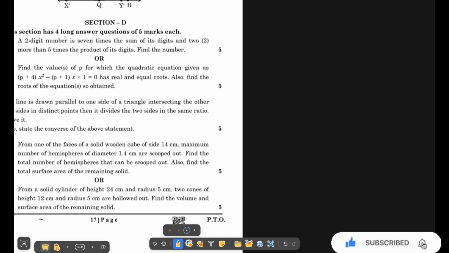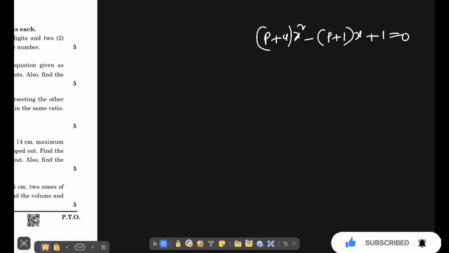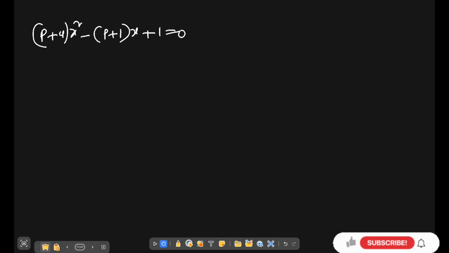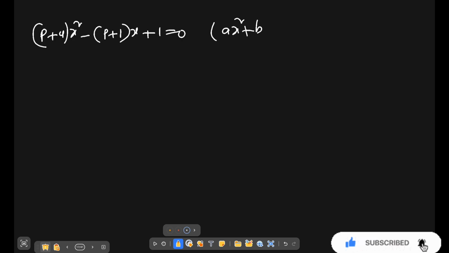So what is given here is p plus 4 of x square minus p plus 1 into x plus 1 is equal to 0. So it has two equal real roots, right? Let's compare with the general quadratic equation. So what is the general quadratic equation? ax square plus bx plus c is equal to 0.